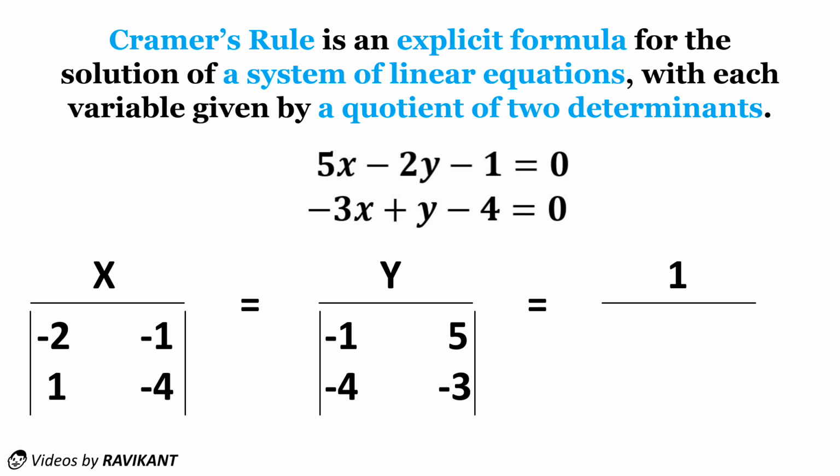And finally we make a determinant for the constant term 1. To make the determinant, first hide the constant terms of both equations. Then write the coefficients of x like this, 5 and minus 3. Then write the coefficients of y like this, minus 2 and 1.